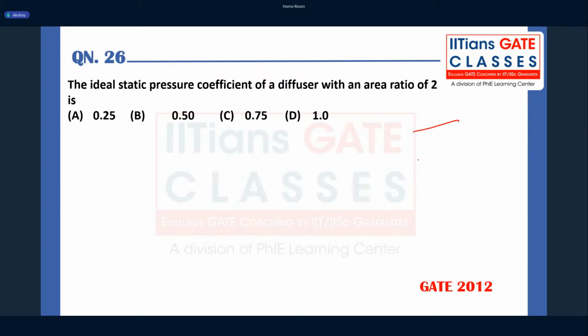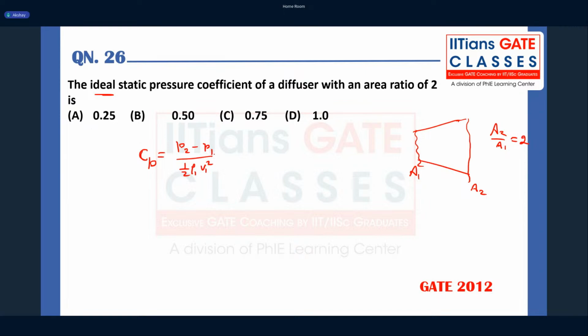Say I have a diffuser and all they are given in your case is this area ratio. Say this is A1, this is A2. So they are given an area ratio of 2. What does that mean? A2 by A1 is given as 2. And they are asking you to calculate the static pressure coefficient. What is a static pressure coefficient? They also mentioned ideal static pressure. What is the static pressure coefficient that you guys have studied in your aerodynamics, right? You define it as Cp, which is nothing but P2 minus P1 divided by half rho 1 V1 square, right?